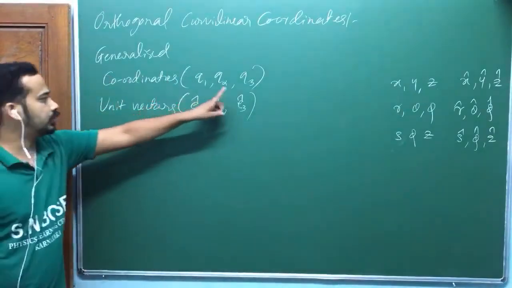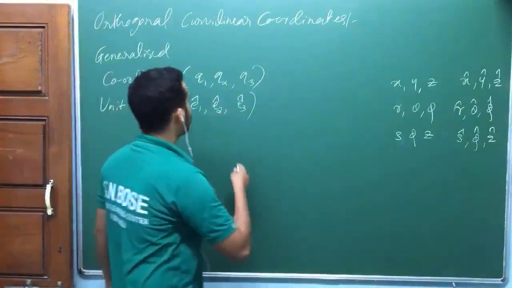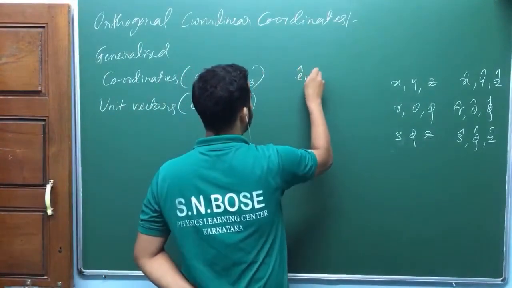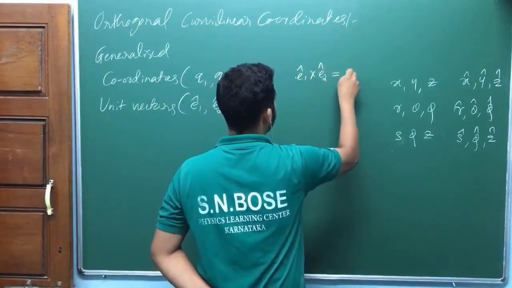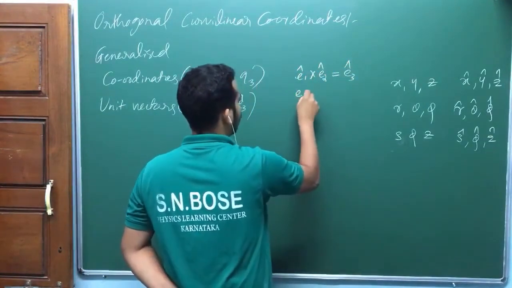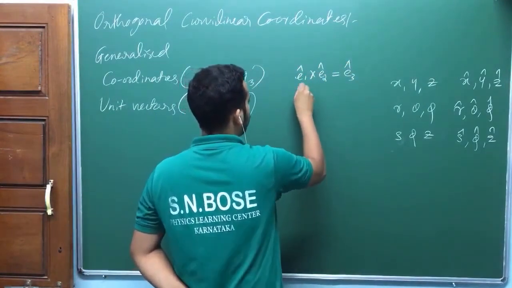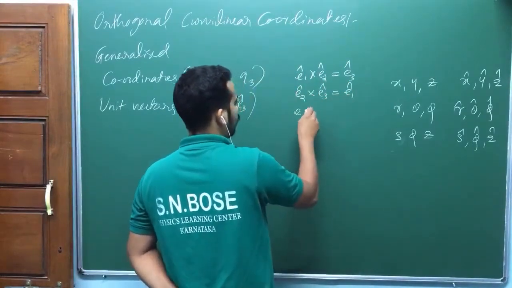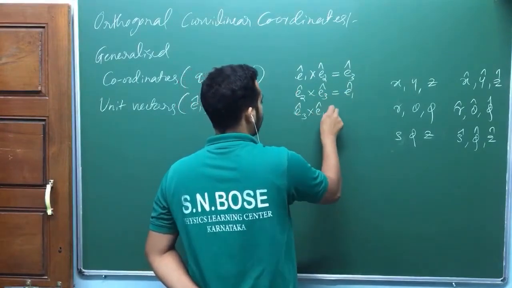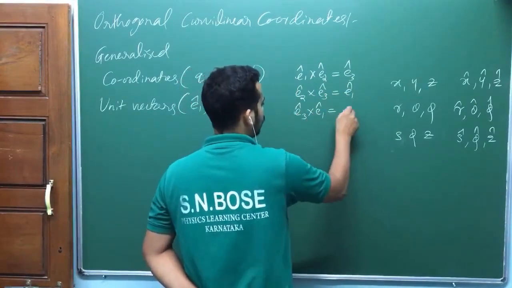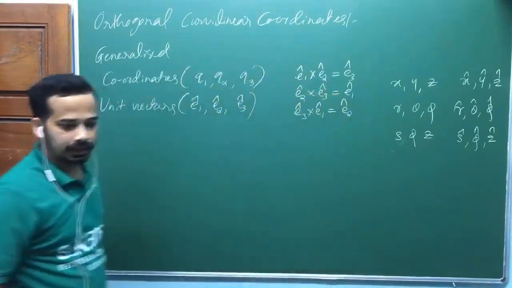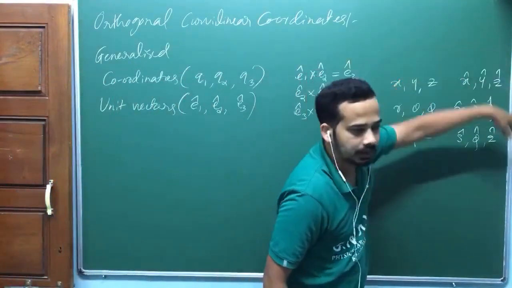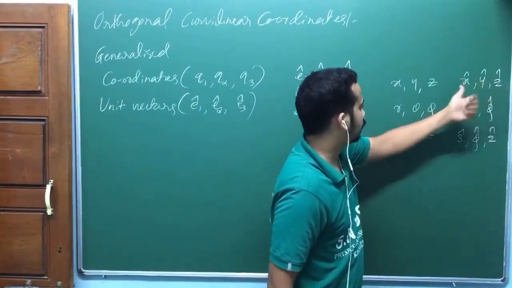Now these are the coordinates, and these are the unit vectors. In an orthogonal coordinate system, the unit vectors should follow this: E1 cap cross E2 cap equals E3 cap. E2 cap cross E3 cap equals E1 cap. E3 cap cross E1 cap equals E2 cap. It should be cyclic in order, just like X cap cross Y cap gives Z cap, Y cap cross Z cap gives X cap.